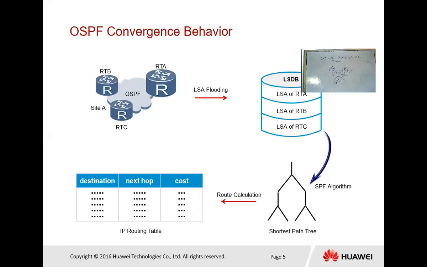So in LSA flooding, all routers share LSAs with each other. LSA stands for link state advertisement. All LSAs are shared into the LSDB. As shown in the example, the LSDB first goes to the SPF algorithm. Once the SPF algorithm runs, the shortest routes are designed and stored in the IP routing table.